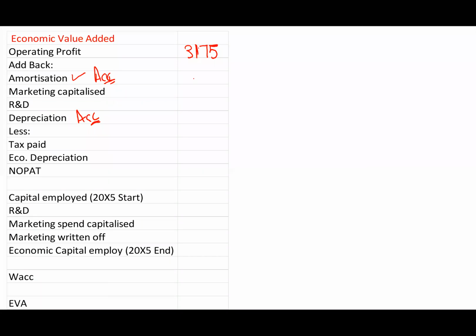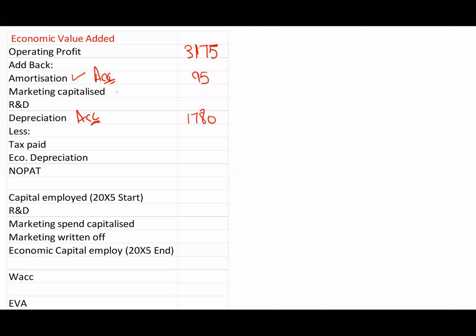Amortization is 95. Accounting depreciation is 1780. These are all accrual concepts which are not cash based. So that is why EVA says all these should be added back, because shareholders believe in cash. Okay, so we are done with this.